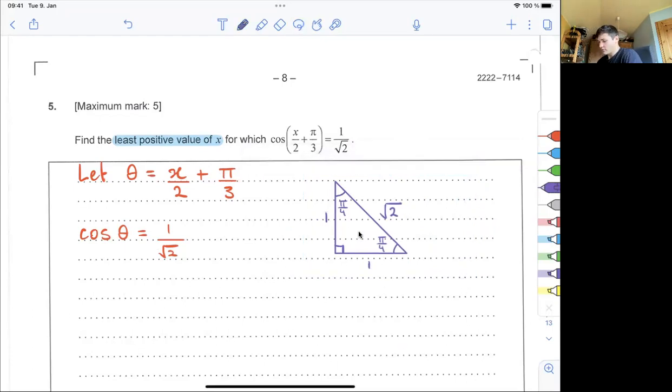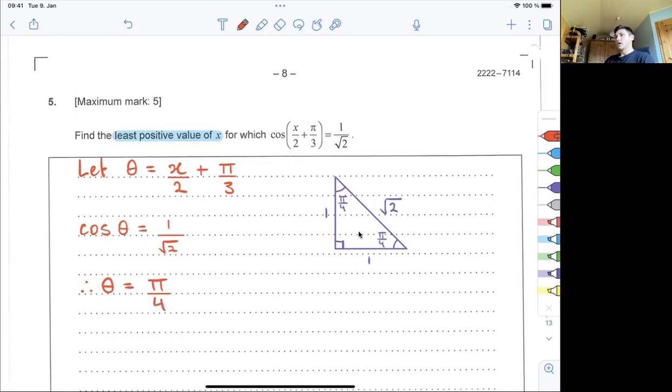So therefore, we can say that theta here will have to equal pi over 4. Since at pi over 4, the adjacent side is 1 and the hypotenuse is root 2, and cos of theta is equal to the adjacent side divided by the hypotenuse. So therefore, theta is equal to pi over 4.